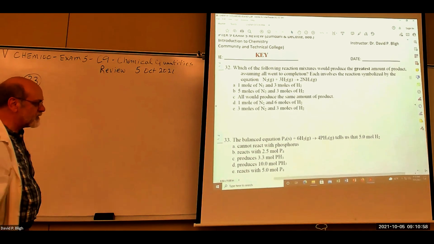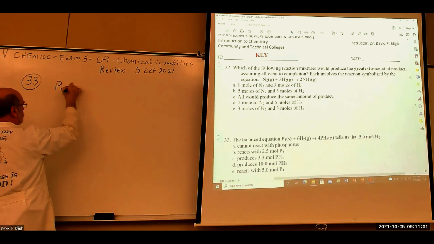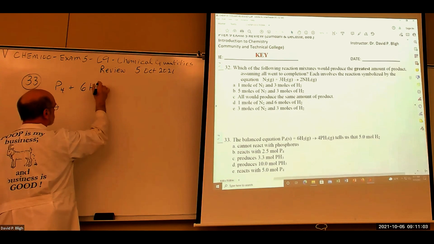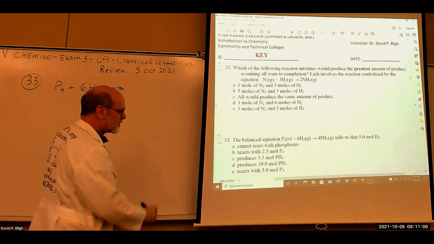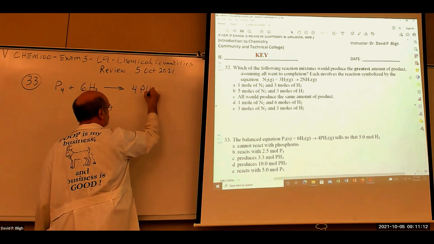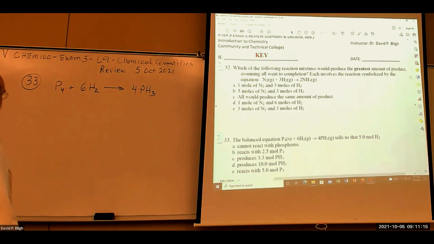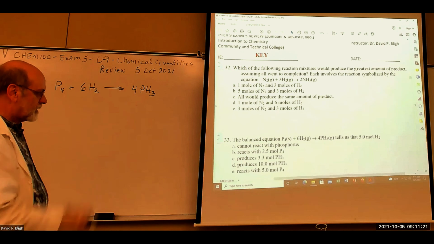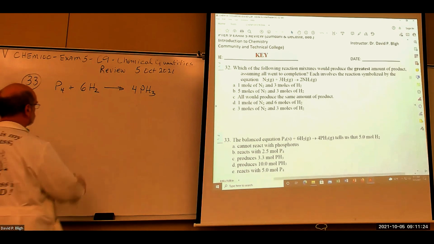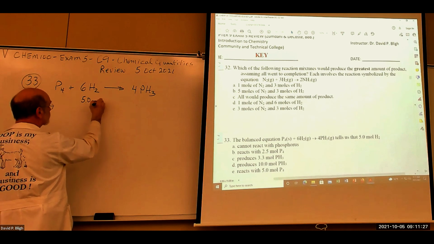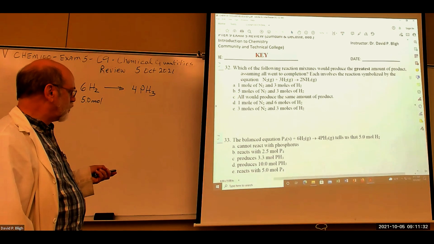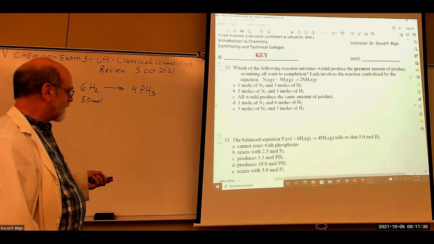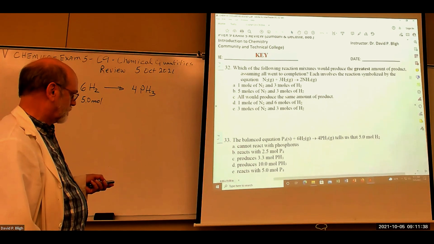A balanced equation, P4 + 6H2 produces PH3. Okay, let's see. That looks to be balanced, yes. 5 moles of hydrogen is given. It would do what? Reacts with how many moles of P4?